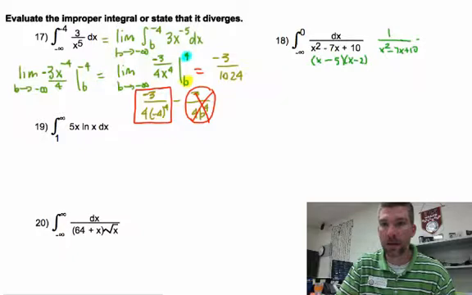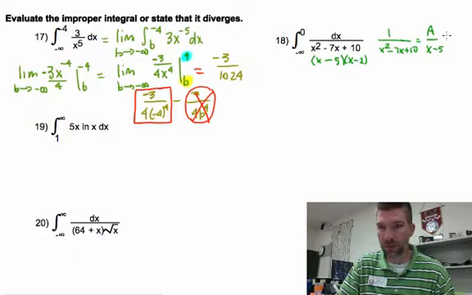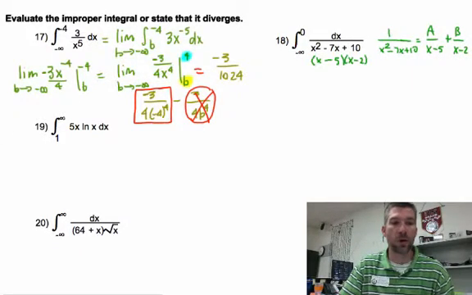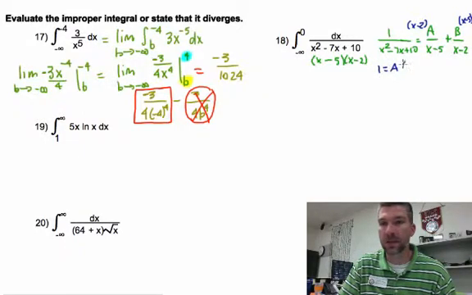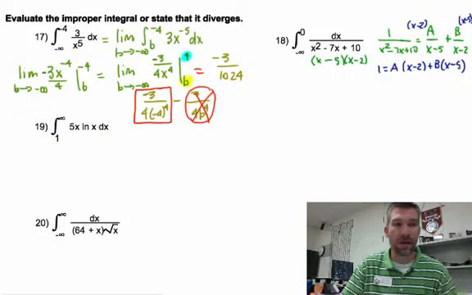equals a over x minus 5 plus b over x minus 2. When you get a common denominator from these two fractions to combine them, you're going to multiply this side by x minus 2, and you're going to multiply the other side by x minus 5. And so what sets up here is that 1 equals a times x minus 2 plus b times x minus 5.